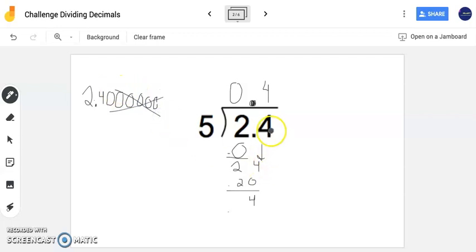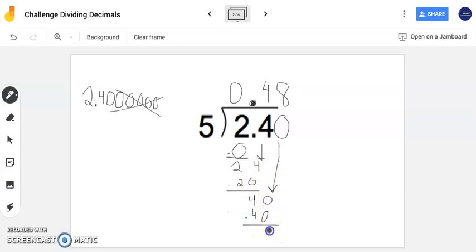However, for the purpose of this problem, I can simply add a 0 at the end here, changing 2 and 4/10 to 2 and 40/100. So now I can see if I can potentially get rid of that remainder. So now I'm going to bring down this 0, and I'm looking for 5 times something gets me closer or exactly to 40. So now I know that 5 times 8 is 40, and now I have no remainder.